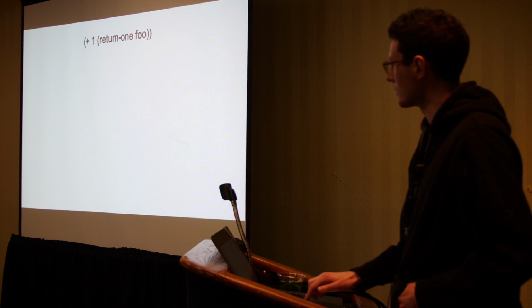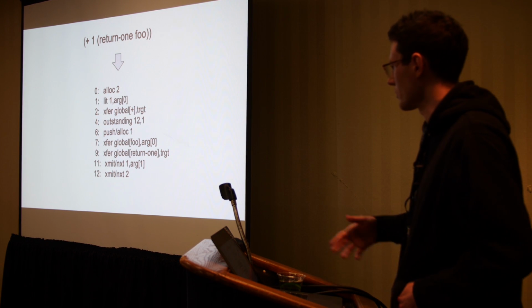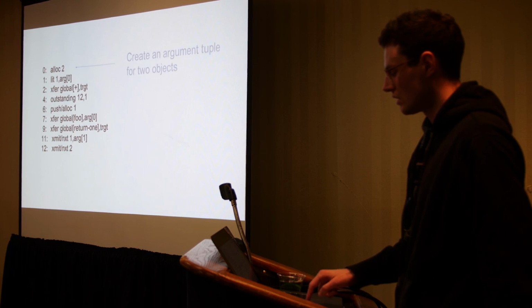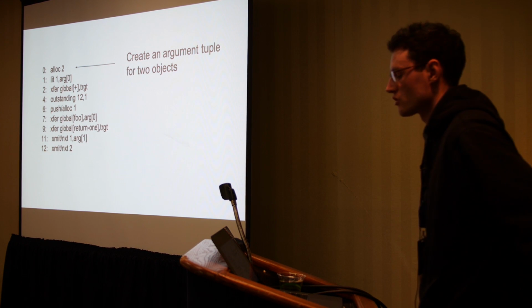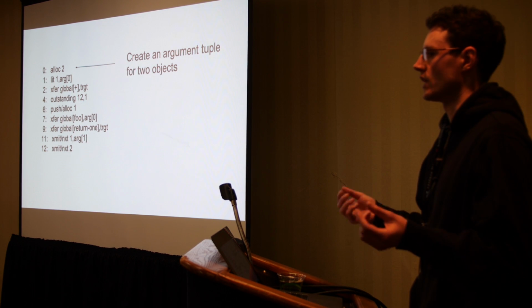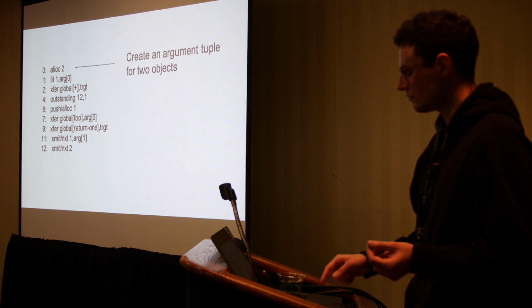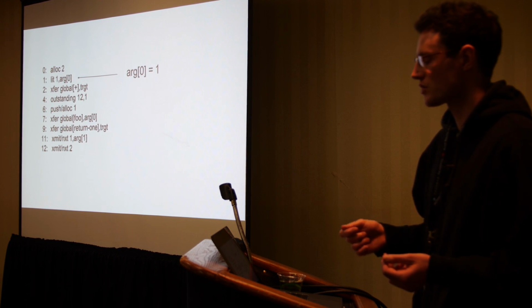Okay, so now that we know some of the basics, we can look at what our example compiles down to, and it compiles down to this bytecode. I'm going to walk you through the bytecode now. The first instruction, log2, just creates an argument tuple which can hold two objects, and as you might have guessed, we need that to hold the two integers we want to add together. In the second step, we just put 1 into the first position of the argument tuple.